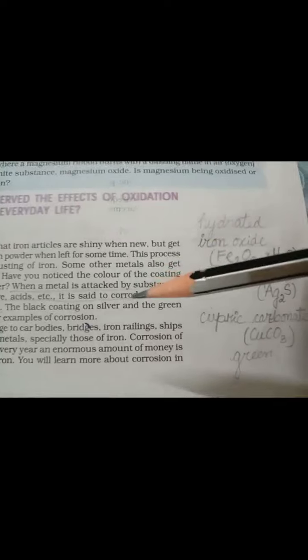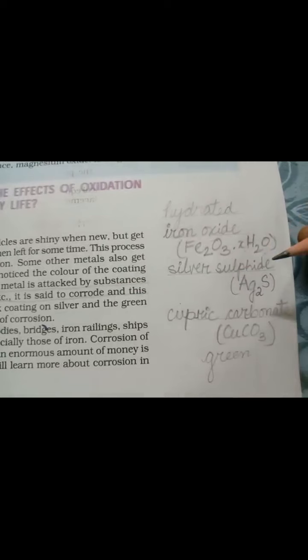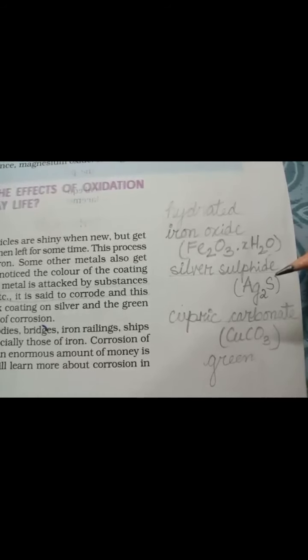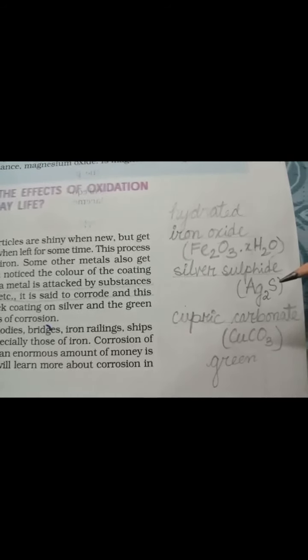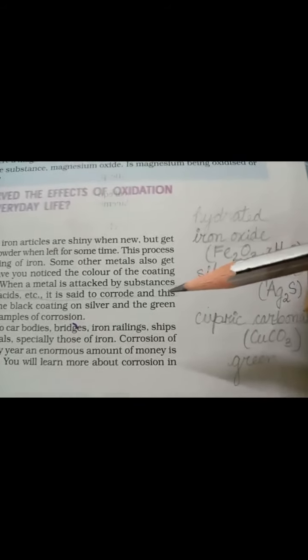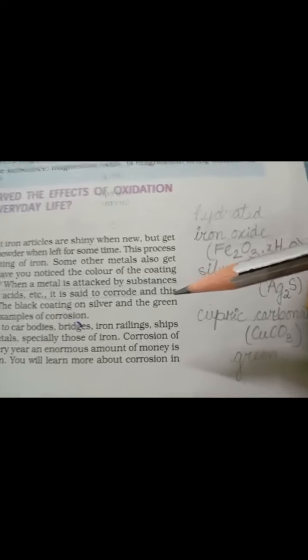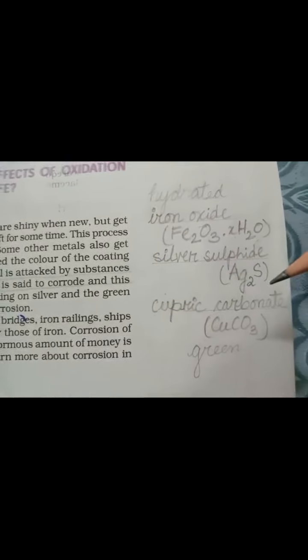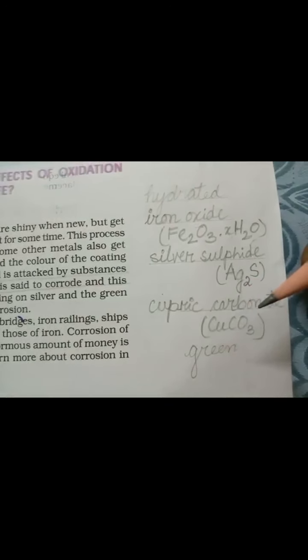So when silver objects undergo corrosion, its surface turns black due to formation of a compound called silver sulfide, Ag2S. Usually silver undergoes corrosion when there is a lot of air pollution, burning of fossil fuels like coal, etc. Again, when copper articles undergo corrosion, a green color compound is formed on its surface. The green color substance which is formed on the surface of copper articles is basic cupric carbonate, that is CuCO3.